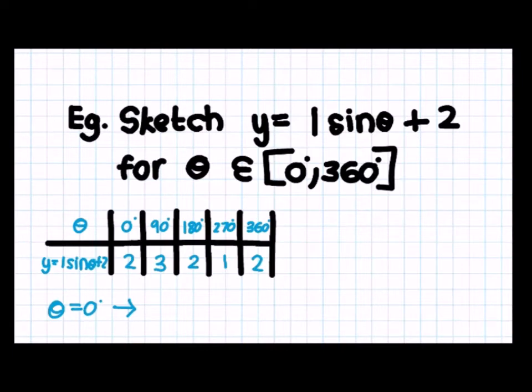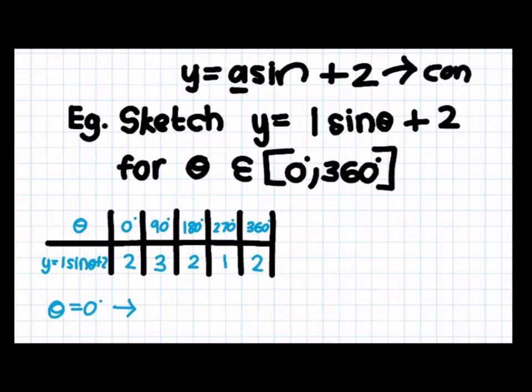So here we've got sketch y equals 1 sine theta plus 2, which is the same as we had before with the format where we had y equals a sine theta. So we had that before, where that's the amplitude, and now we've got an extra 2 there. Okay, so that's just a constant.